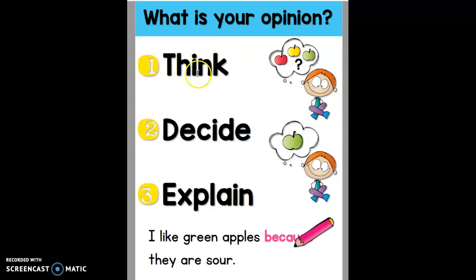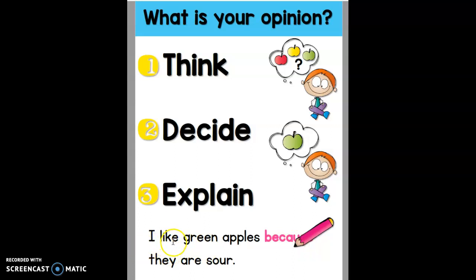You're going to look at the choices you're given and you think about them. Then you have to decide. You have to pick one choice and then you explain. And this is where you write. When you explain, you always use the word because.